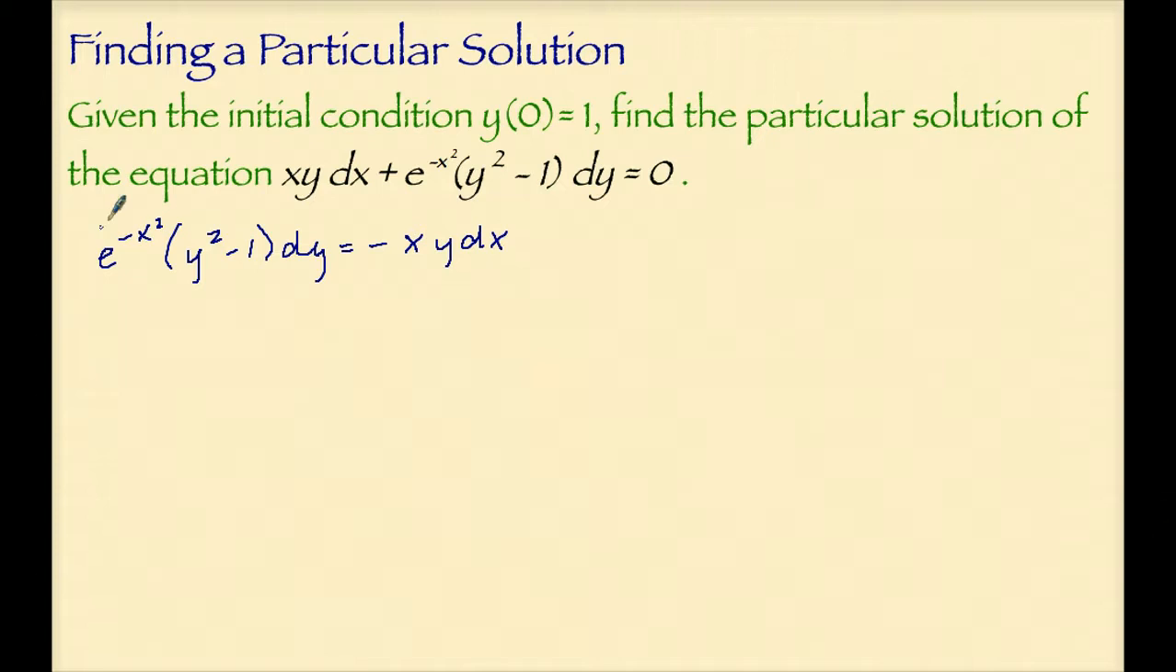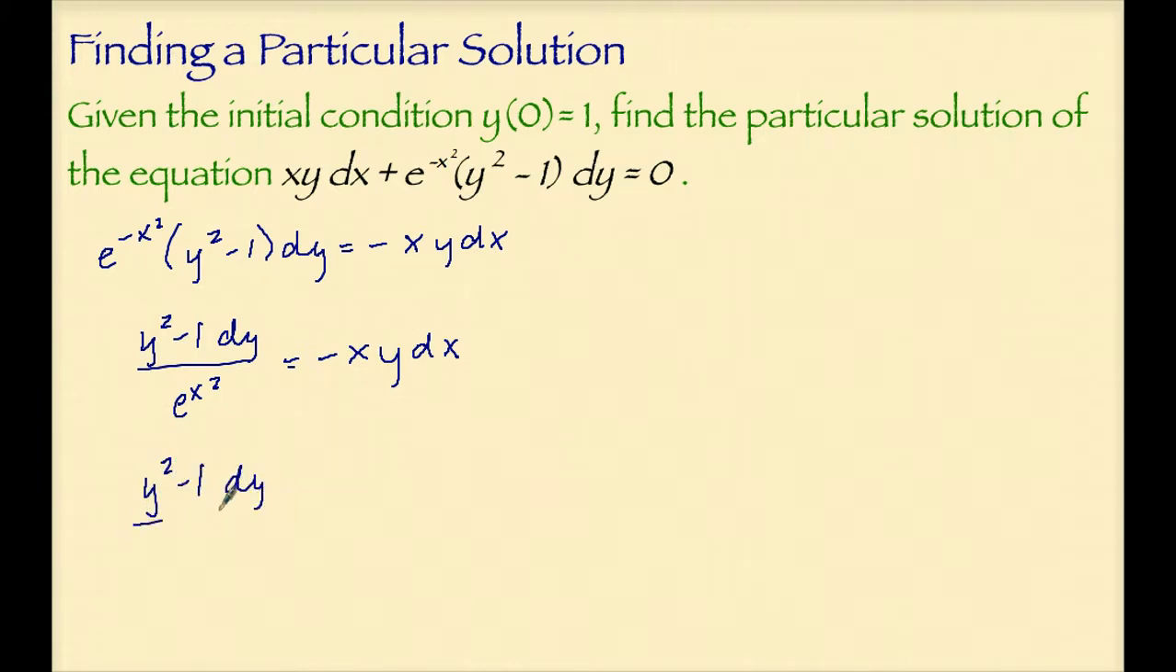Let's rewrite this, putting this quantity with the negative exponent in the denominator: y squared minus 1 dy over e to the x squared is equal to negative xy dx. Now you can see that we're going to multiply the e to the x squared to the right side of the equation. At the same time, let's divide by the y. So this results in y squared minus 1 dy over y is equal to negative x e to the x squared dx. Now the variables are separated and we can integrate both sides.